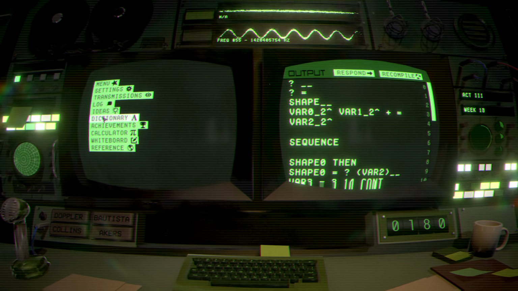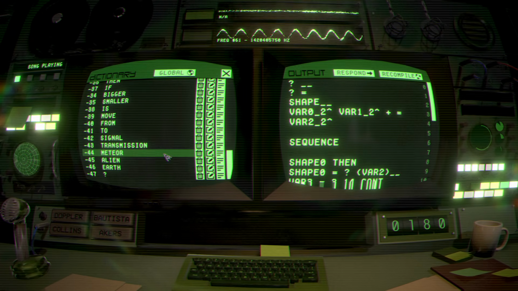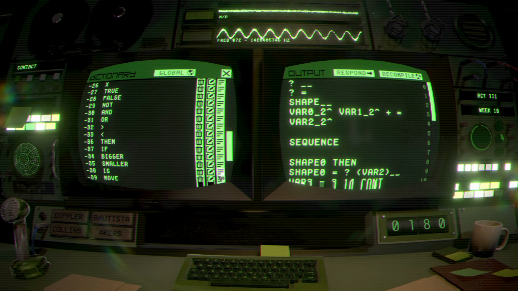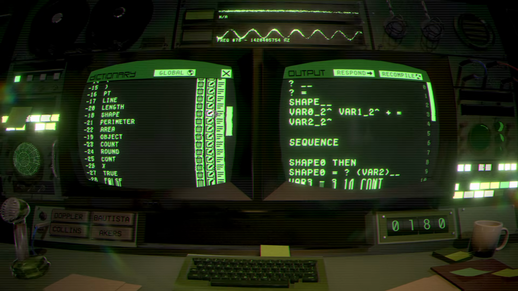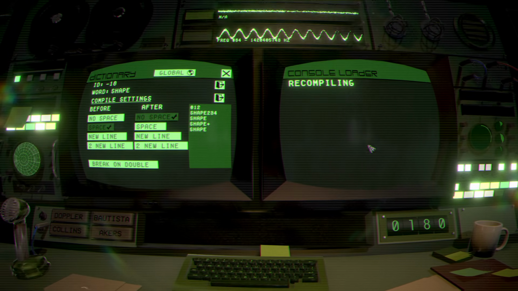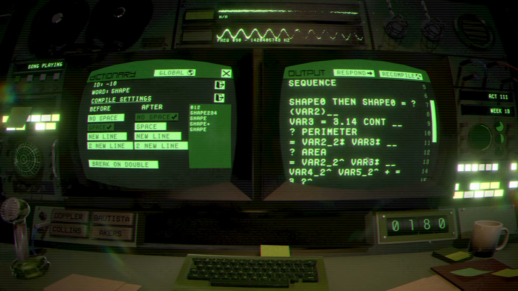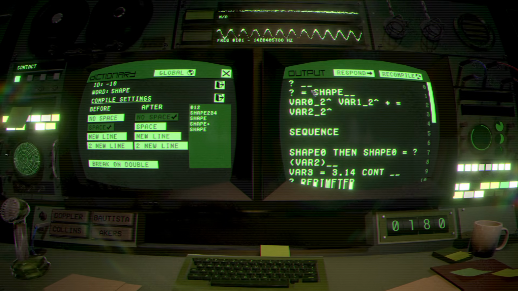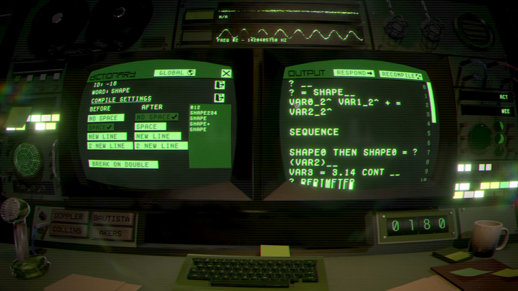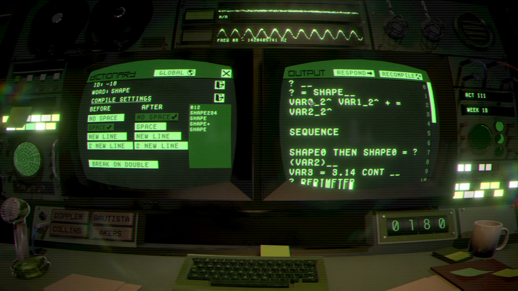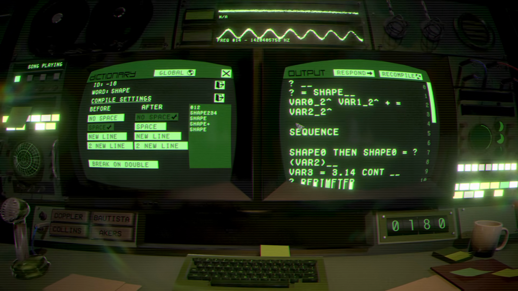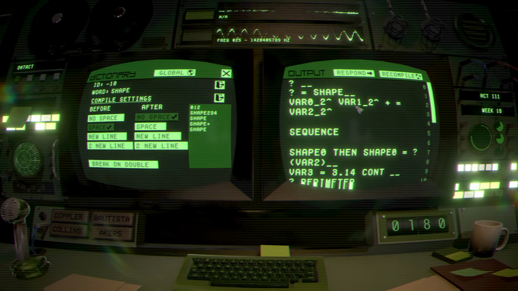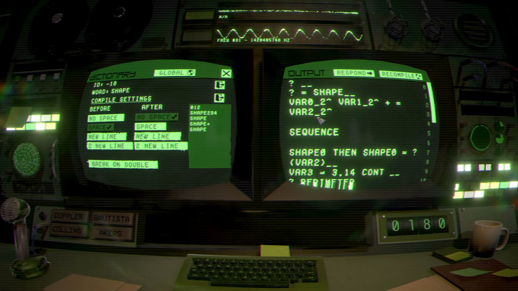So go to the dictionary. Let's go to shape. Format like that. Let's see what that does for us. So something equals shape. So we're looking for something that is a shape, right? So variable 0 squared plus variable 1 squared equals variable 2 squared.